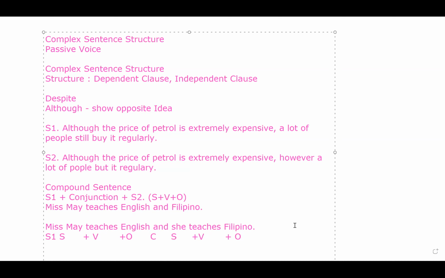I had a similar question. If you say "The price of petrol is extremely expensive," then you put a comma, "however," comma, and "a lot of people buy it regularly," there's no "although". So does that make it a complex sentence? No, it still stays as a compound sentence. Okay, that's a compound. Yeah, so that's where you guys should know the difference.